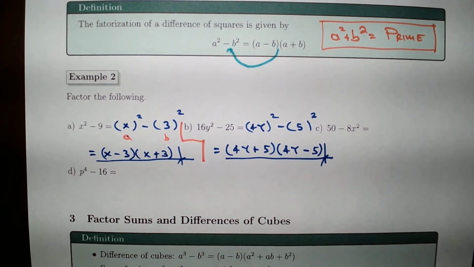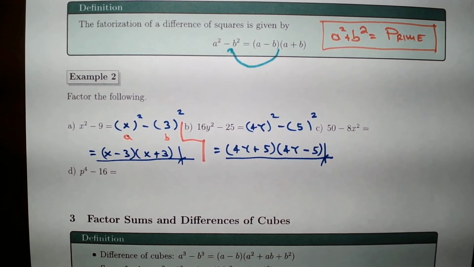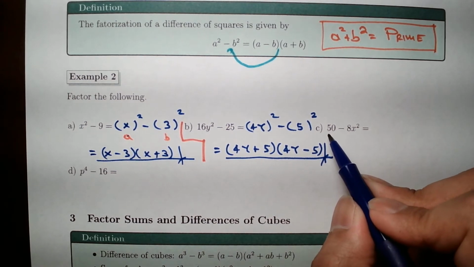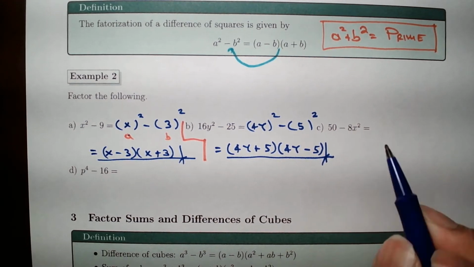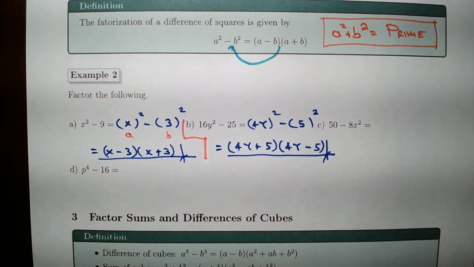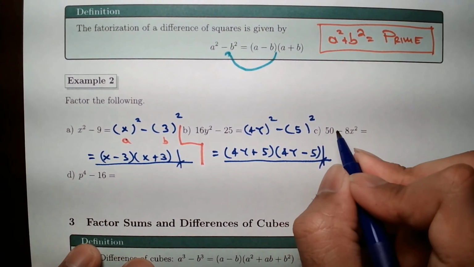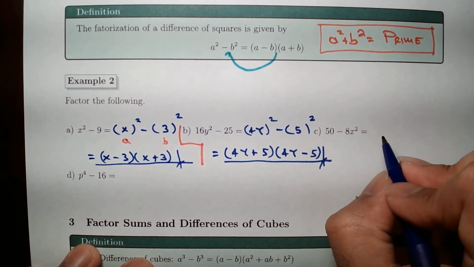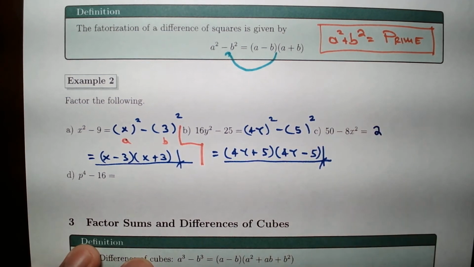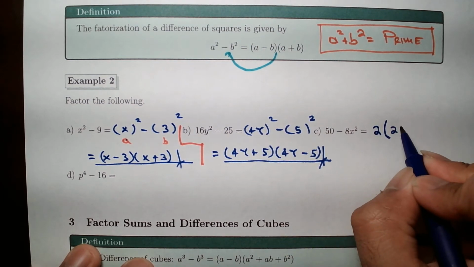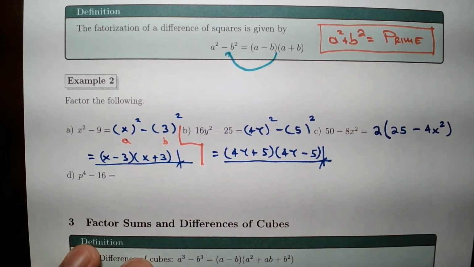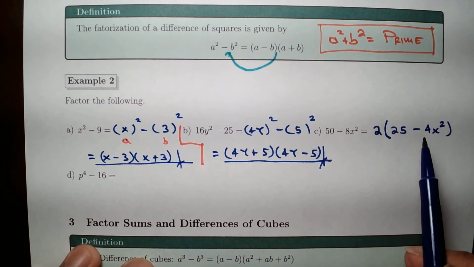Let's look at another example. 50 minus 8x squared. Number one, the number 50 is not a perfect square, and the number 8 is not a perfect square either. So the first thing we might want to do is factor out a GCF. Notice these two numbers, 50 and 8, are both even numbers. I'm going to factor out the 2. And when I do that, I'm going to be left with 25 and 4. And surprise, surprise, these two are perfect squares.